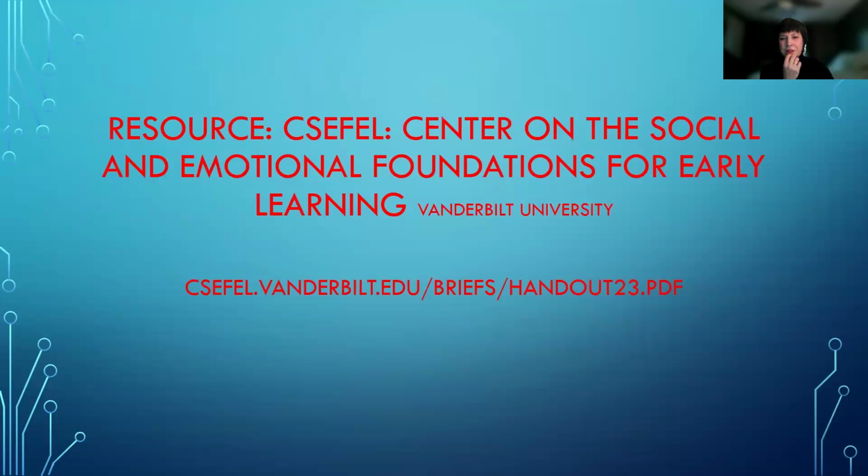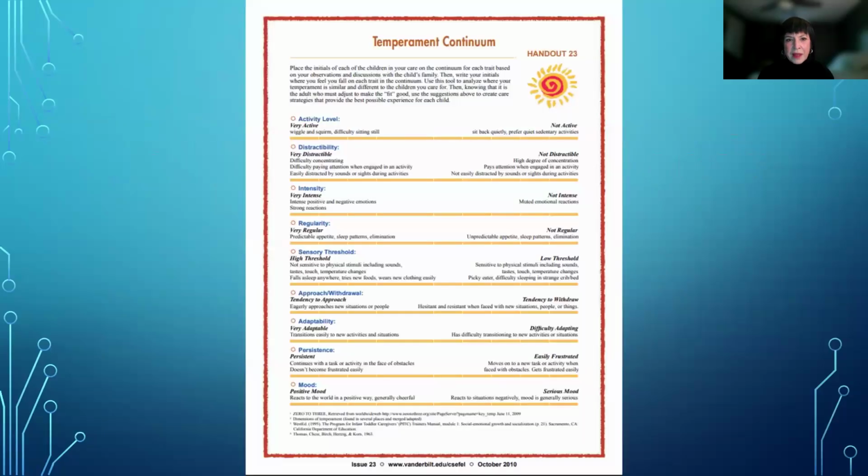This is a really nice resource. It's from Vanderbilt University, and I'll show you in the next slide. This is a PDF that you can go on that URL and pull it up and print it or do it right online. It is a temperament continuum, and I want us to pull it up for just a sec and look at it. I know it's very small and I apologize. If you were to go onto the Vanderbilt site, you would be able to see it, of course, much more easily.